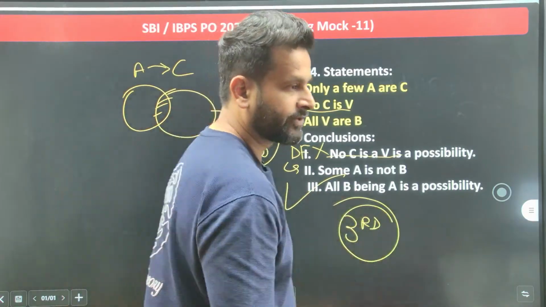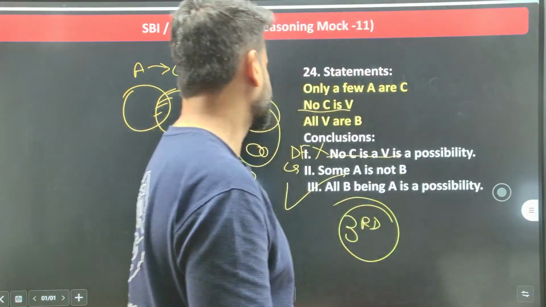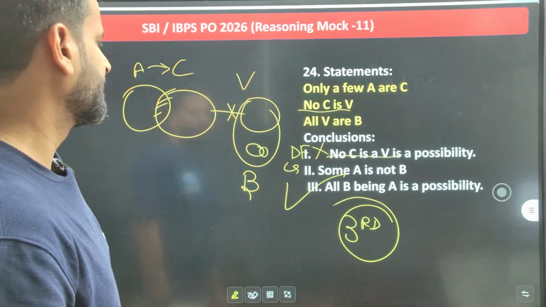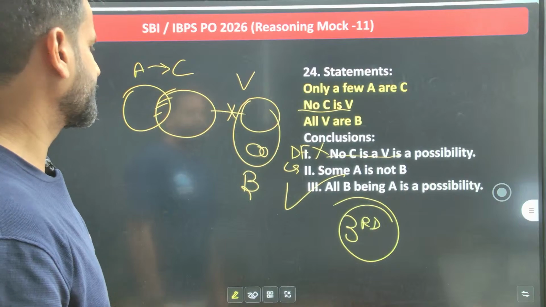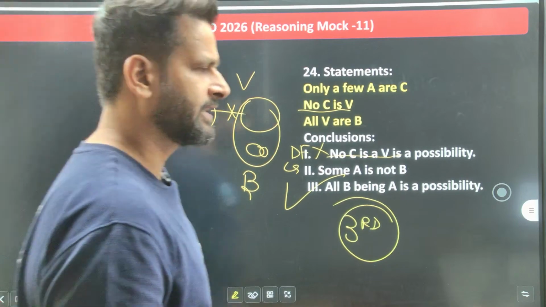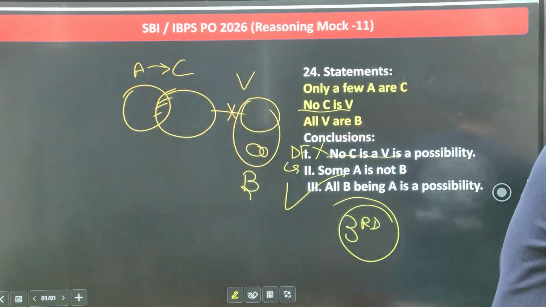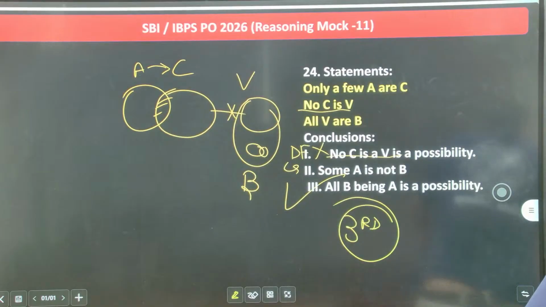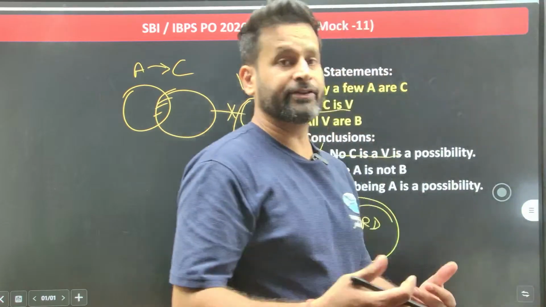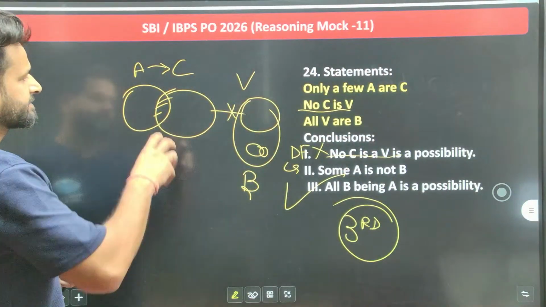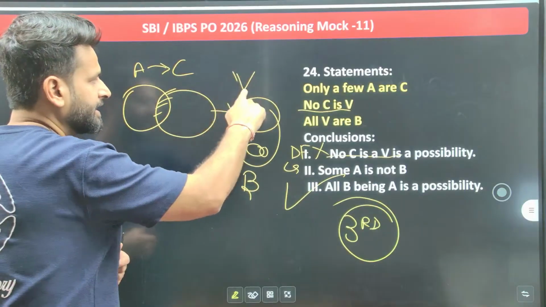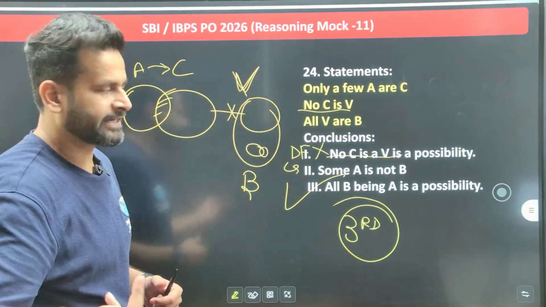Third only. What is your answer? Not a possibility? What? No C is V is a possibility? No, it is definitely false only. Yes, Arun. Now the answer will be only third. Some A is not B. How can you say some A is not B? If it were some A is not V, then it would have been right.